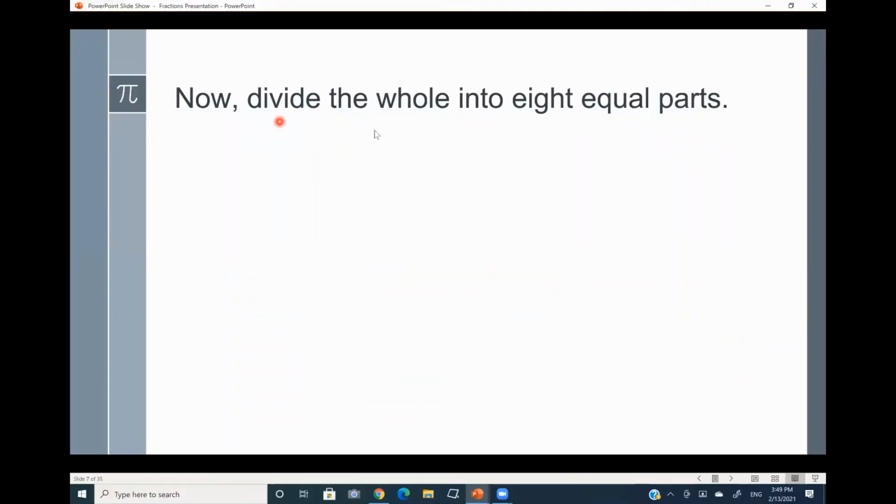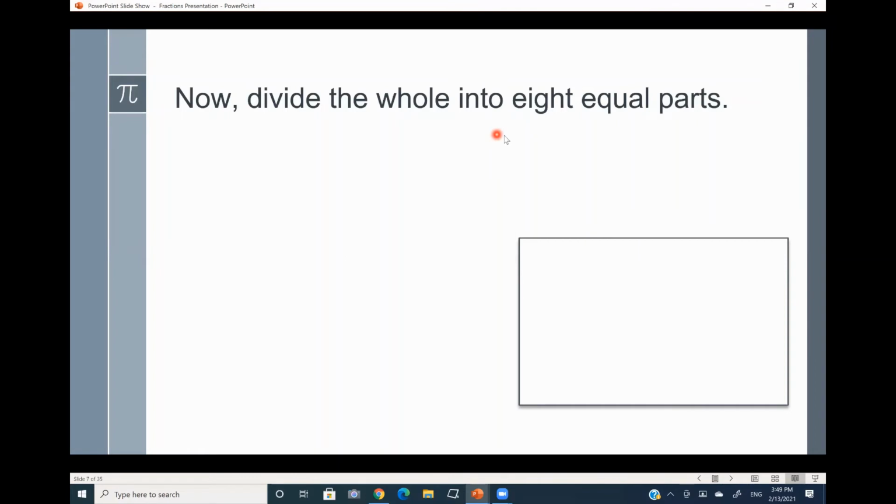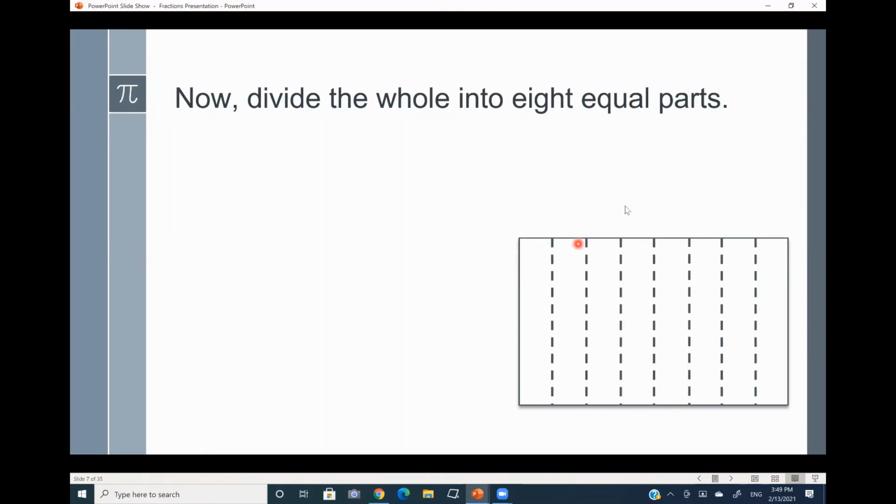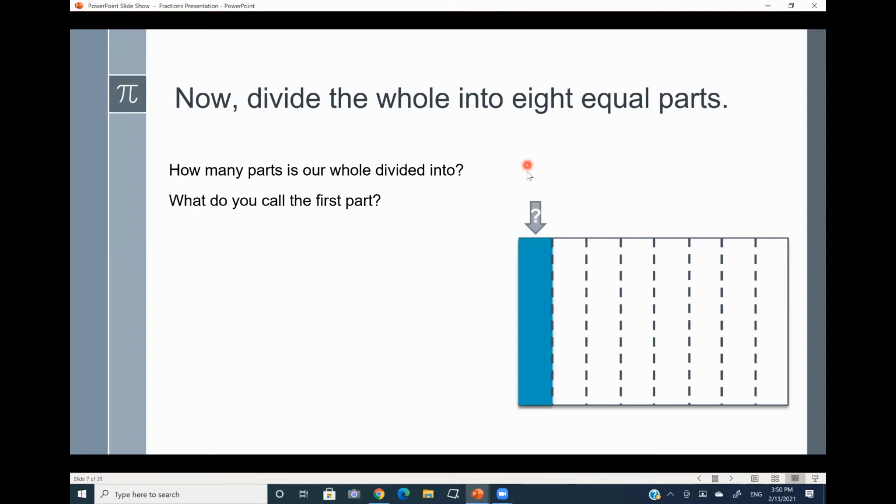Now let's divide the whole into 8 equal parts. The same whole and now the same equal parts. 1, 2, 3, 4, 5, 6, 7, 8. So the whole is divided into 8 pieces. Now remember, if we shade one piece, it's going to be 1 out of the 8 pieces. And again, the numerator tells me how many are shaded, and the denominator, how many pieces are in my whole. So I have 8 pieces and only one is shaded. So 1 out of 8 equal parts is shaded.